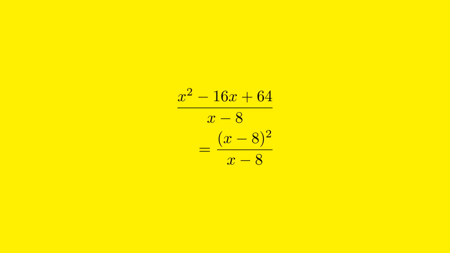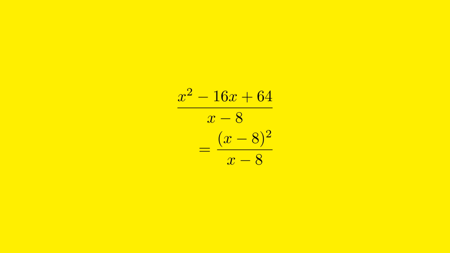To reduce the rational expression (x² - 16x + 64) over (x - 8) to its lowest terms, we begin with step 1. Step 1. Factor the numerator. First, observe the numerator, which is the expression x² - 16x + 64. This is a quadratic expression of the form ax² + bx + c, where a equals 1, b equals negative 16, and c equals 64.